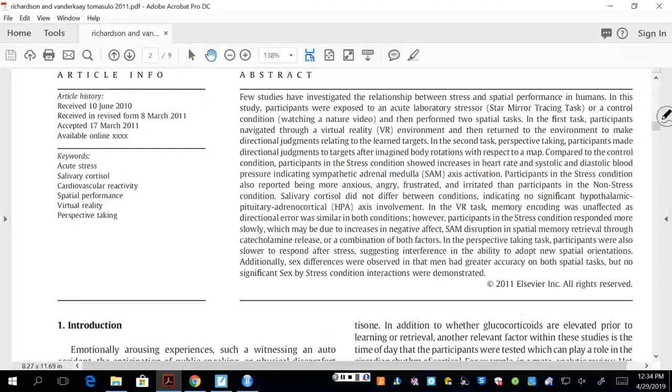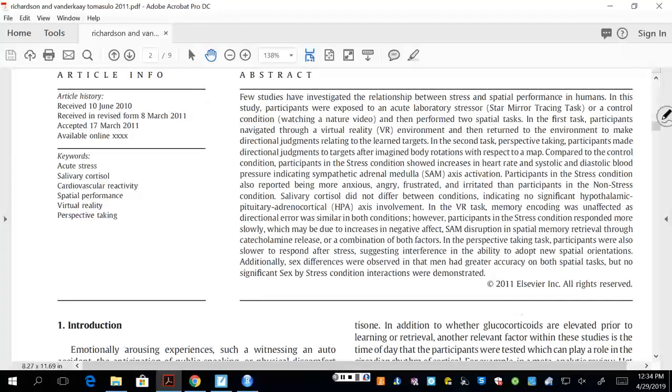Heart rate, systolic, diastolic blood pressure. You have one group having a higher heart rate during these activities versus the other. They had a questionnaire that asked about being anxious, angry, frustrated, irritated, and things like that. People would score their feelings, right? People that were exposed to that stress had more negative emotions according to their scales.